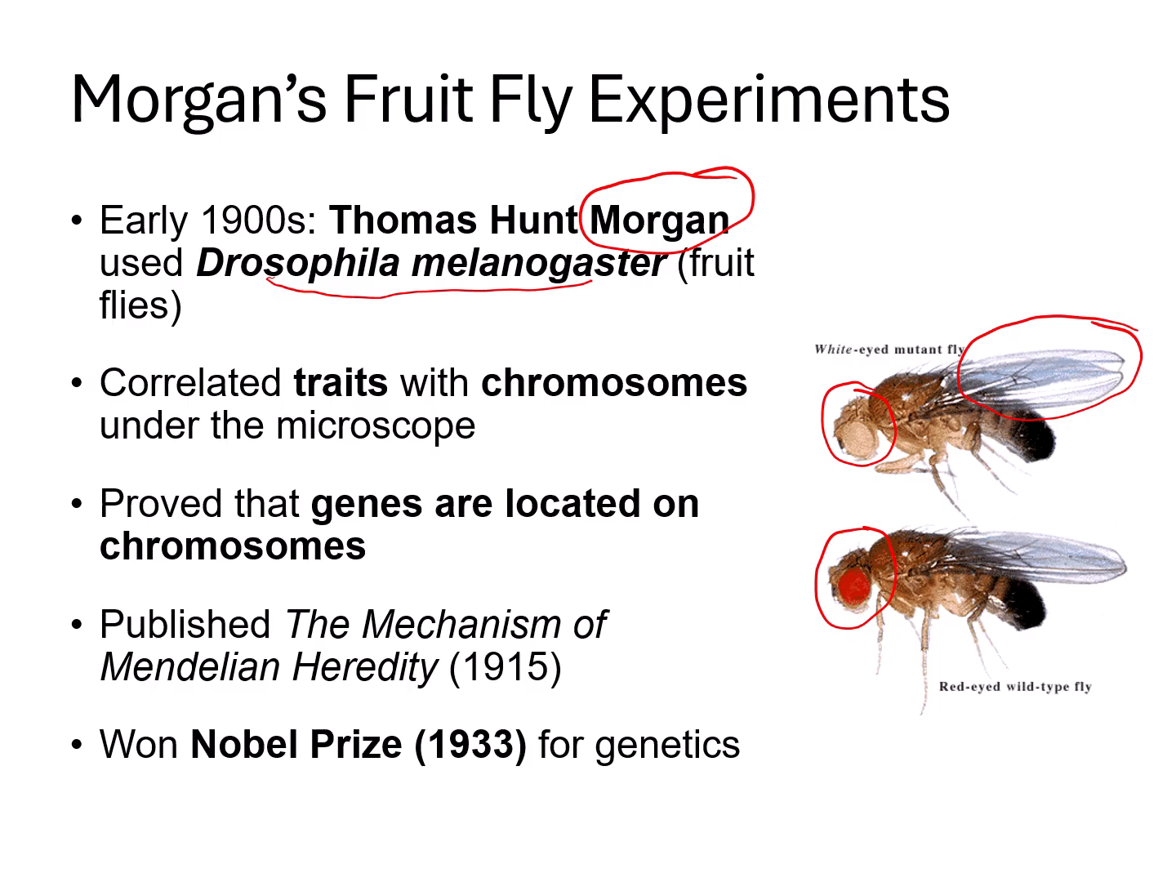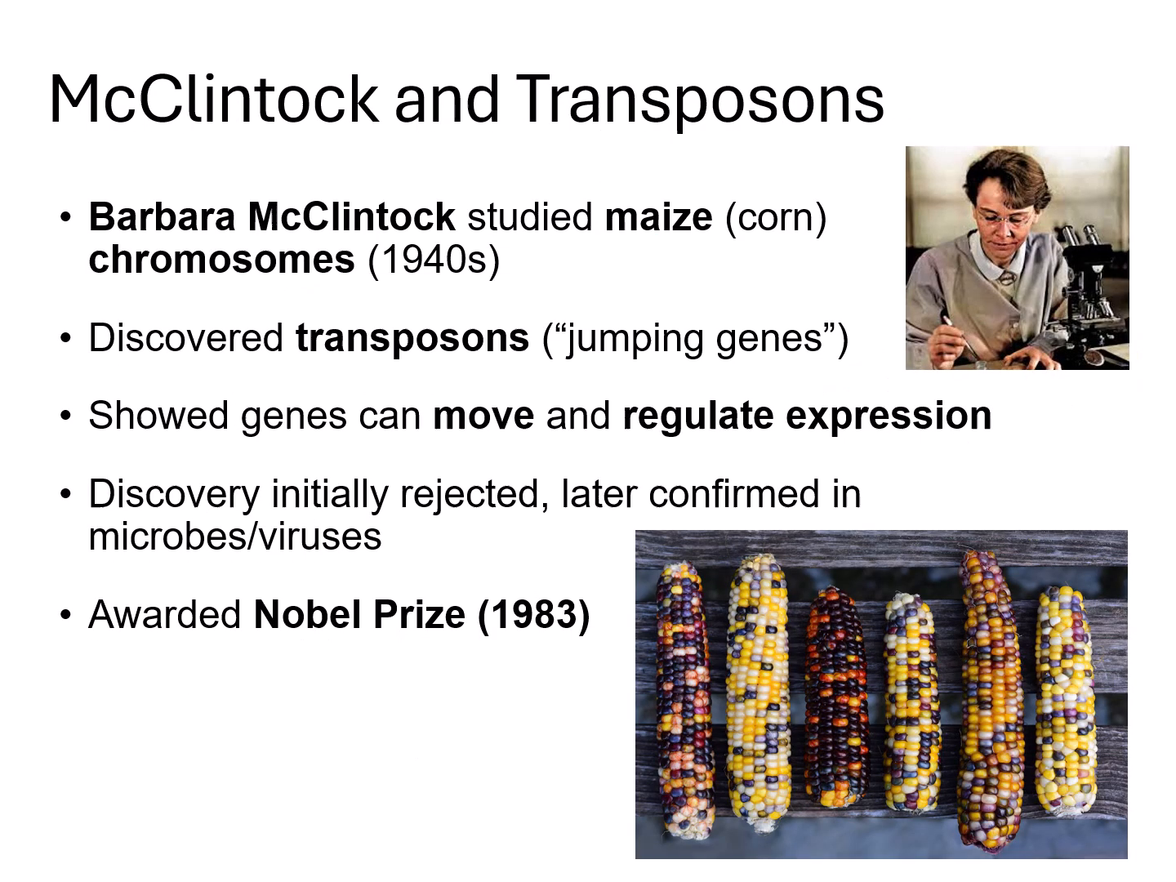And his 1915 book, The Mechanism of Mendelian Heredity, really cemented this link between visible traits and their location on chromosomes as distinct genes. Barbara McClintock, working with maize, also known as corn, in the 1940s, discovered jumping genes, also known as transposons. These are mobile elements that can move and regulate gene expression.